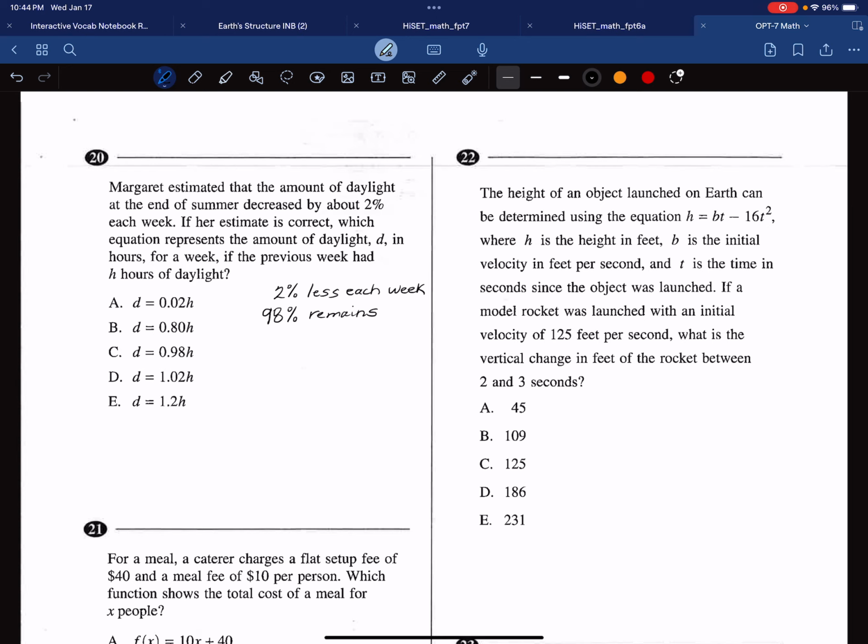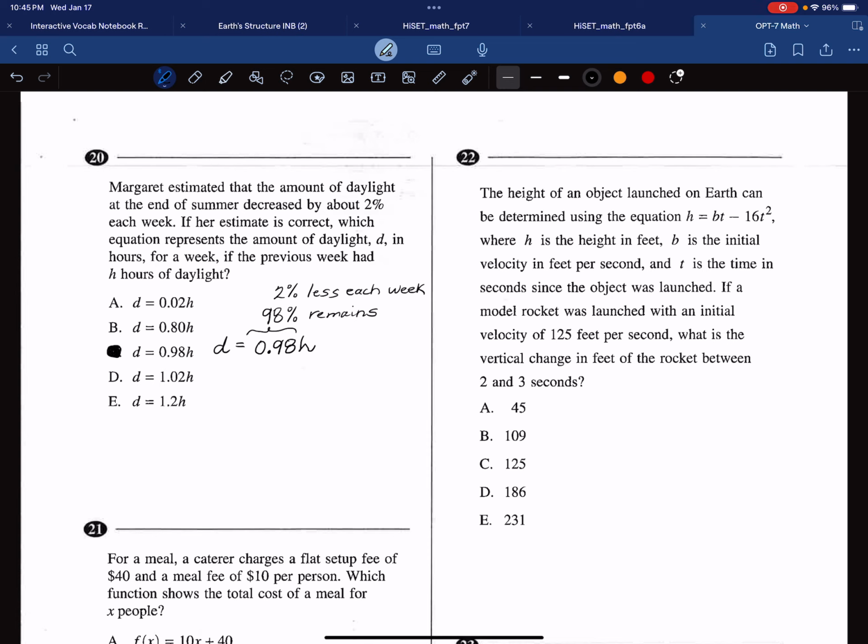Are we looking for how much we're losing or how much we're keeping? The amount of daylight in a week, we're looking at this value. We want to know what the 98% is based on the hours in the week before. So the daylight will be 98% of the hours the previous week had. And that is answer C.